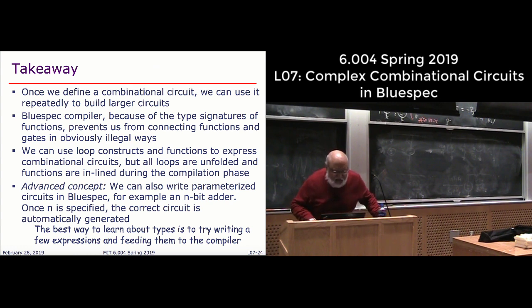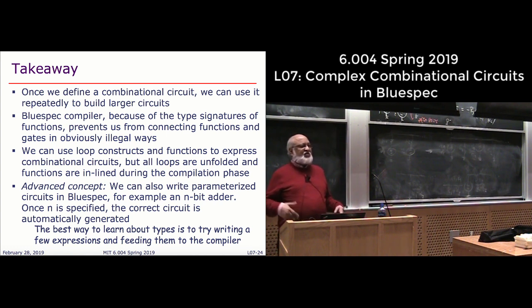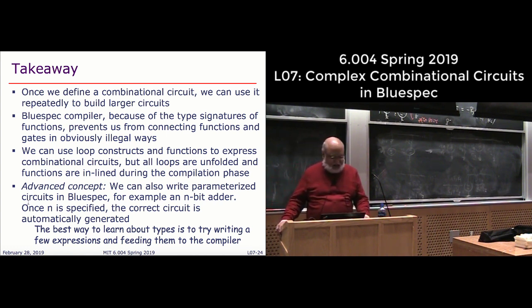Takeaway: once defined, you have defined a combinational circuit, and we can use it repeatedly to build larger circuits. The Bluespec compiler, because of the type signatures of functions, prevents us from connecting things in a silly way. We can use loop constructs and functions, and they're all unfolded. And finally, an advanced concept is parametrized types, which we'll follow up in the recitations. Okay. Thank you.